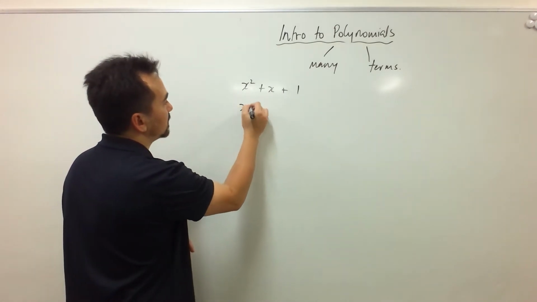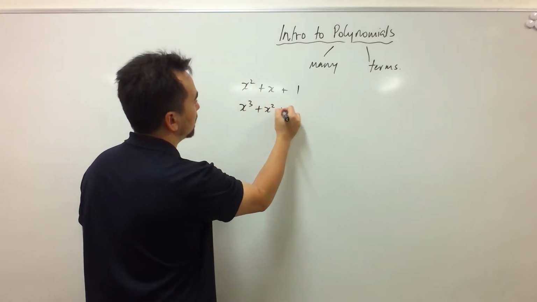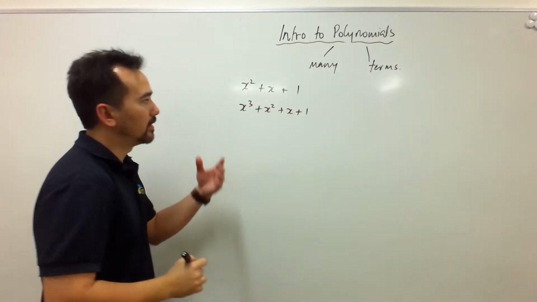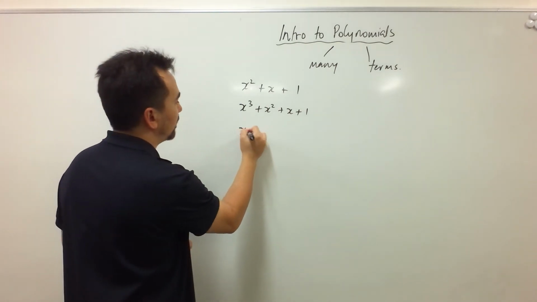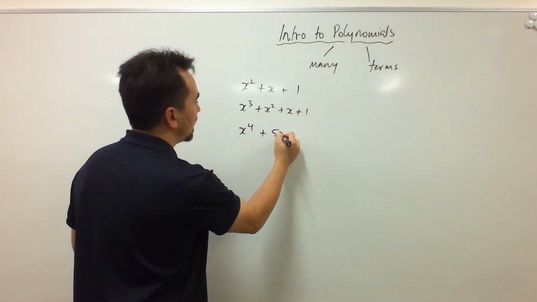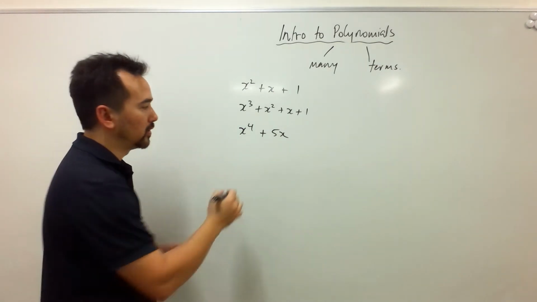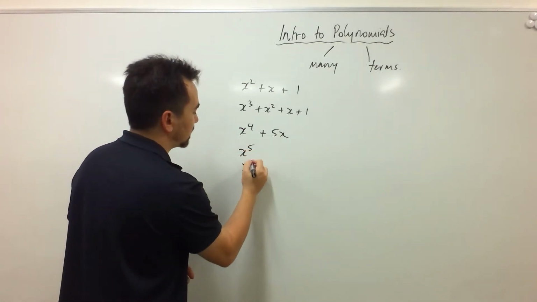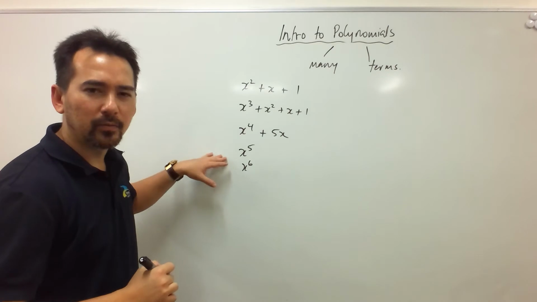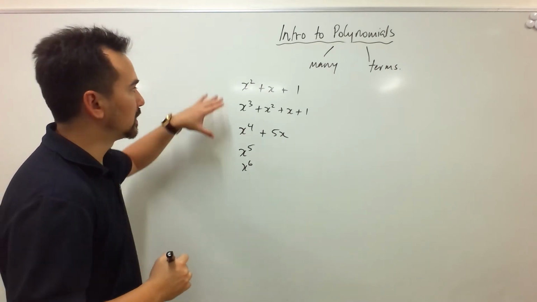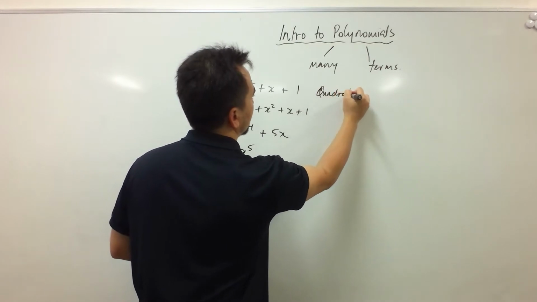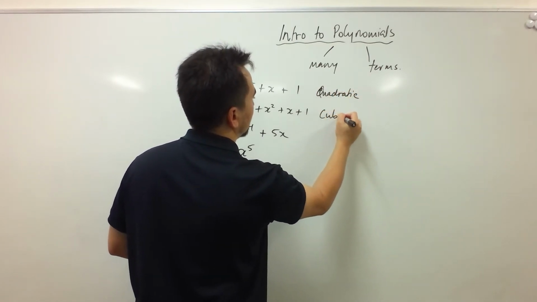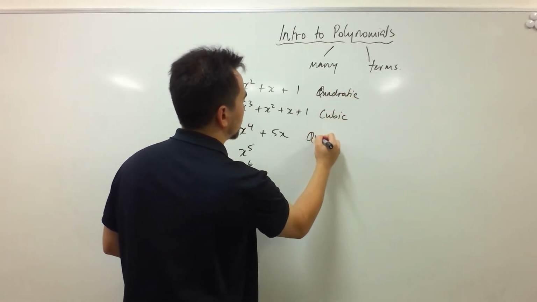If I had x to the power 3 plus x squared plus x plus 1, this is a cubic polynomial. You have quartic polynomials, and you have even polynomials with x to the power 5 and x to the power 6. But we don't really know their special names because we tend to stick to the quadratic, the cubic, as well as the quartic.